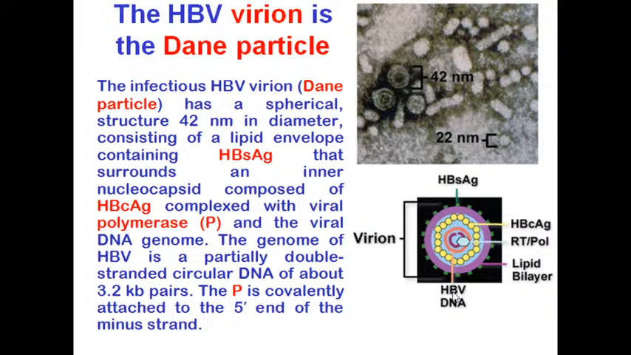So we take a look at the Dane particle. It is spherical and consists of a lipid bilayer, and the hepatitis B surface antigen is inserted into the lipid bilayer. Then, if we go from outside to inside, we have the icosahedral nucleocapsid, a nucleocapsid that consists mainly of the HBc antigen. This is a protein, hepatitis B core protein. It is called, C stands for core protein.